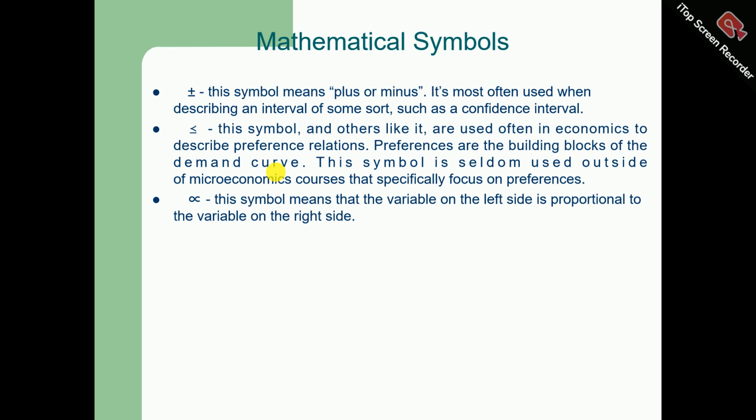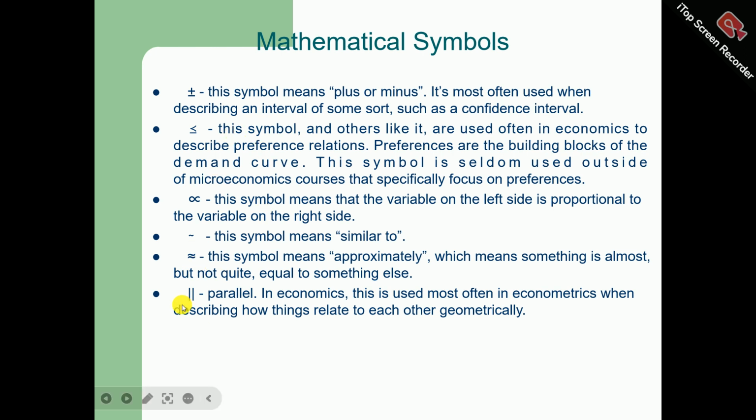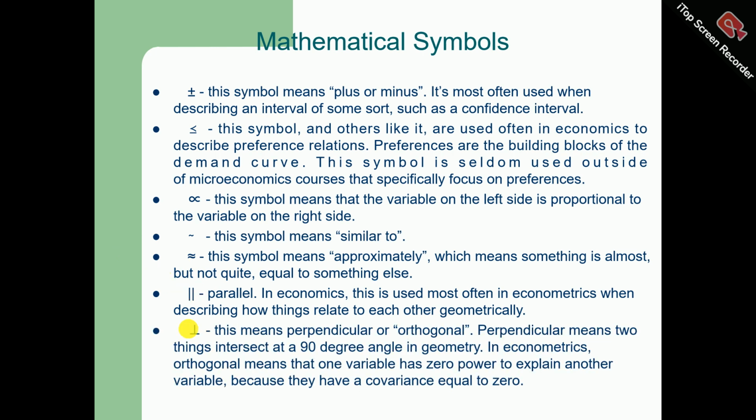This symbol means that the variable on the left side is proportional to the variable on the right hand side. If you see this symbol, this means similar to, whereas this symbol means approximately equal, which means something is almost but not quite equal to something else. So it means approximately equal to. These two lines mean parallel. In economics, this is used most often in econometrics when describing how things relate to each other geometrically. So this means parallel.